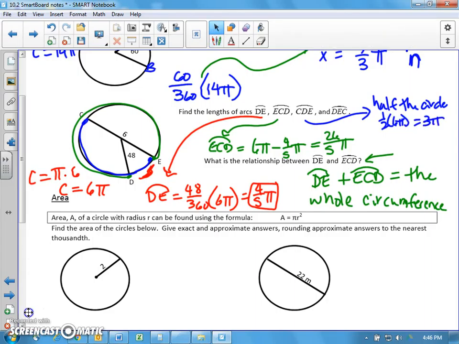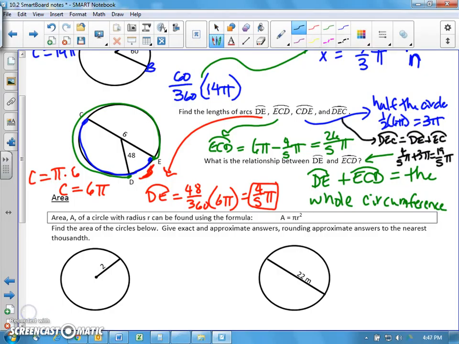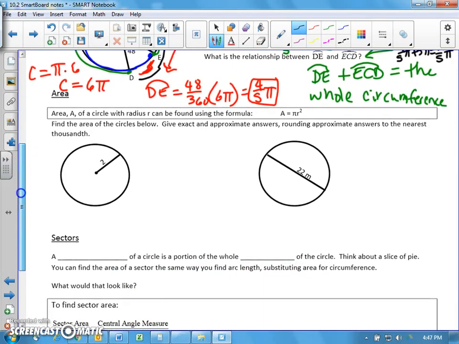See if you can do the last one on your own. Stop the video and resume it when you have an answer. Hopefully what you're seeing is that arc DEC is made up of arcs DE plus EC. EC again is half of our circle, and so I would be doing 4/5 pi plus 3 pi to get 19/5 pi. Okay, let's move on and talk about area now.